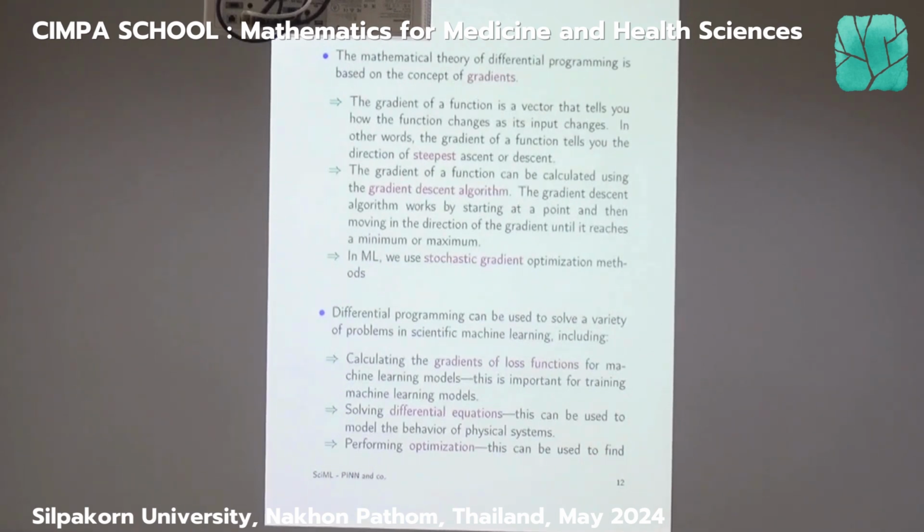Basically it can be used to solve many problems. We can calculate gradients of the loss functions. We can solve differential equations. Why? Because we can calculate the derivatives. Differential programming can calculate the derivative of anything. You want to calculate du/dt, you calculate du/dt. You want to calculate d2u/dx2, automatic differentiation can calculate any derivative. And then you can also perform optimization.